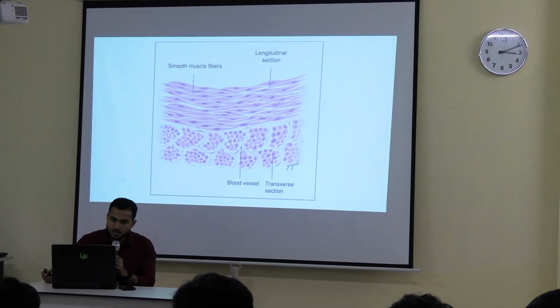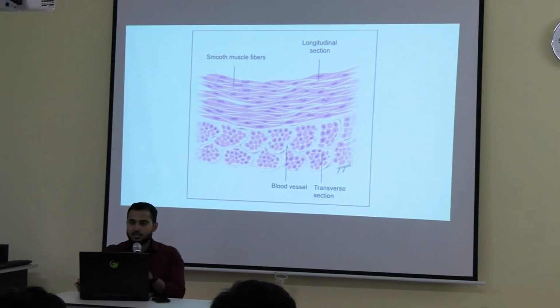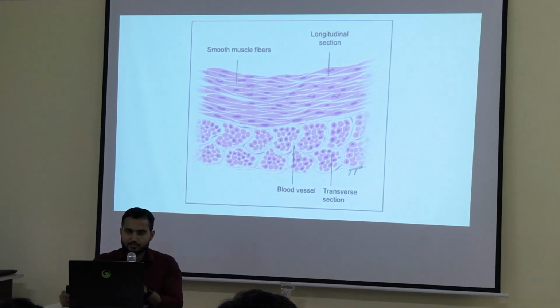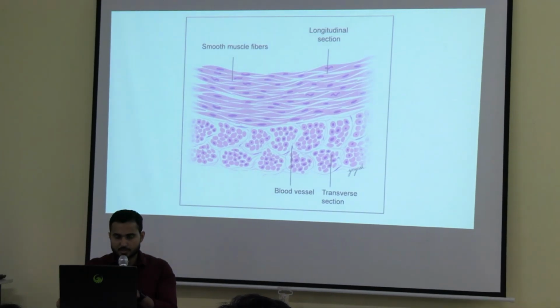Okay, now here is the smooth muscle plasma membrane. The plasma membrane is surrounded by a delicate layer of reticular fibers. That is the speciality of the smooth muscle fibers. Okay.